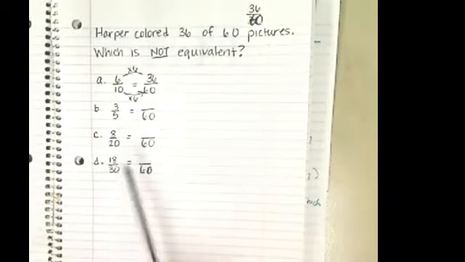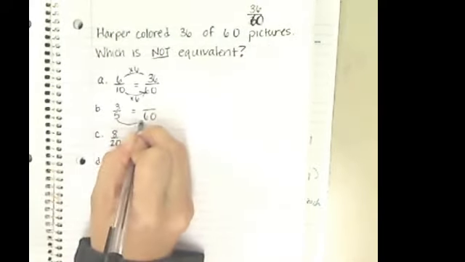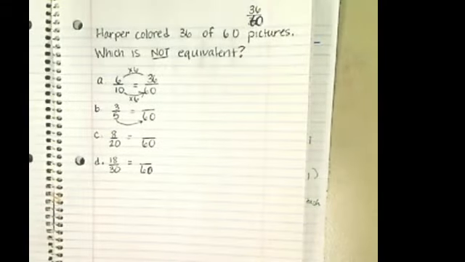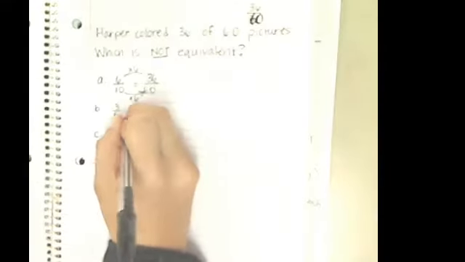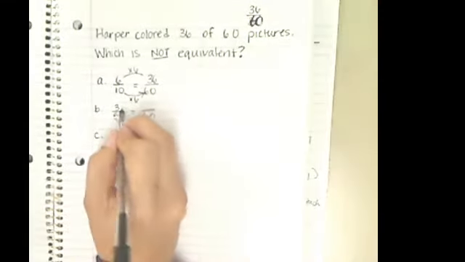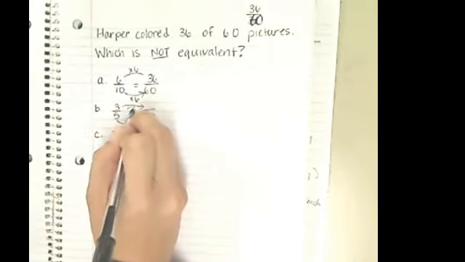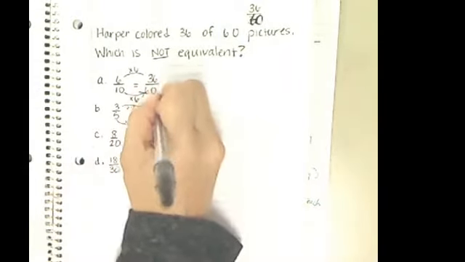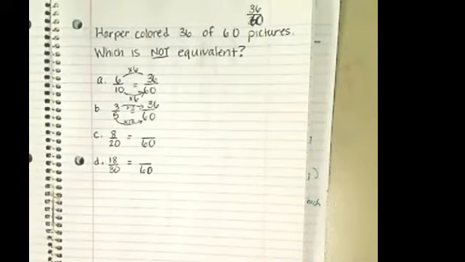Let's look at 3/5. How do I get from 5 to 60? What do I have to multiply times 5 to get to 60? 5 times 12. So let's look at 3 times 12. What's 3 times 12? It's also 36. So 6/10, 3/5, both of those are equivalent to 36/60. But we're trying to find the one that's not, okay? So whenever we find one that doesn't work, that's our answer choice.